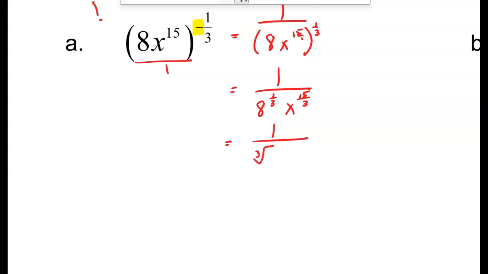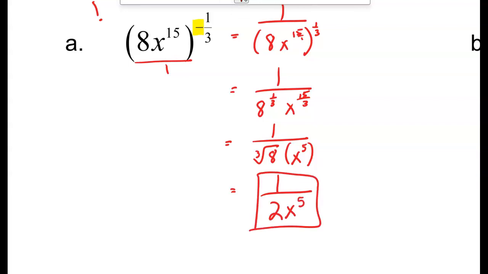I got the cubic root of 8 times, guys, what's x? Now notice I put a parenthesis there because do I need to do the radical sign with my variable? Because guys, what's 15 divided by 3? So that's just x to the what? 5th. So when I'm working with that, what's the cubic root of 8? So 1 over 2 times x to the 5th.